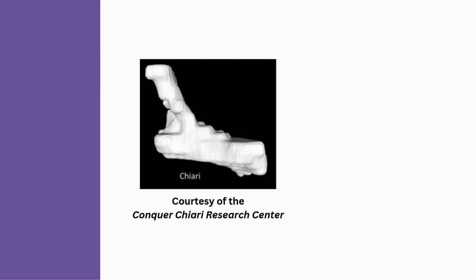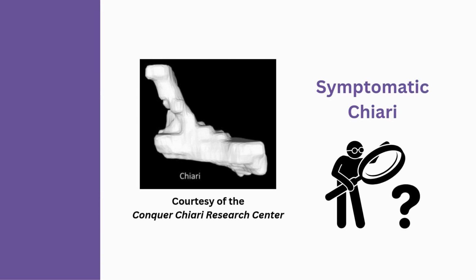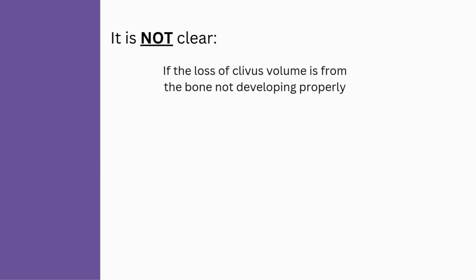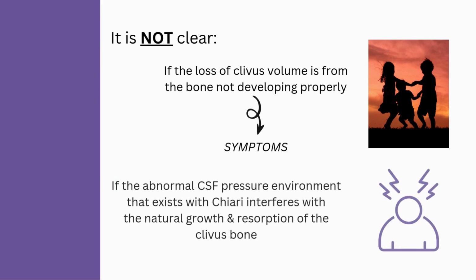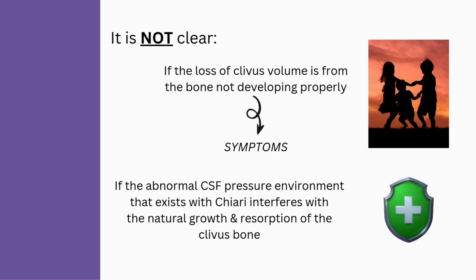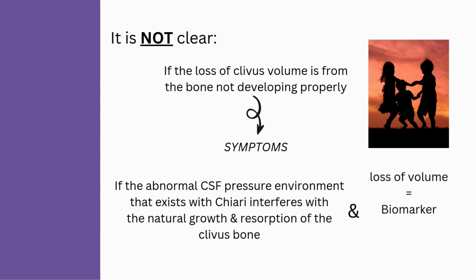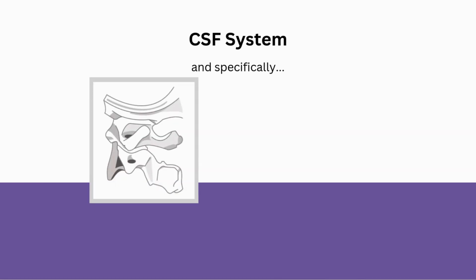While these studies seem to indicate that the Clivus bone may play an important role in symptomatic Chiari, the details of this connection remain a mystery. For example, it is not clear if the loss of Clivus volume is from the bone not developing properly during childhood and this then somehow contributes to symptoms, or if the abnormal CSF pressure environment that exists with Chiari interferes with the natural growth and resorption of the Clivus bone, and the loss of volume is a biomarker of an altered pressure environment.